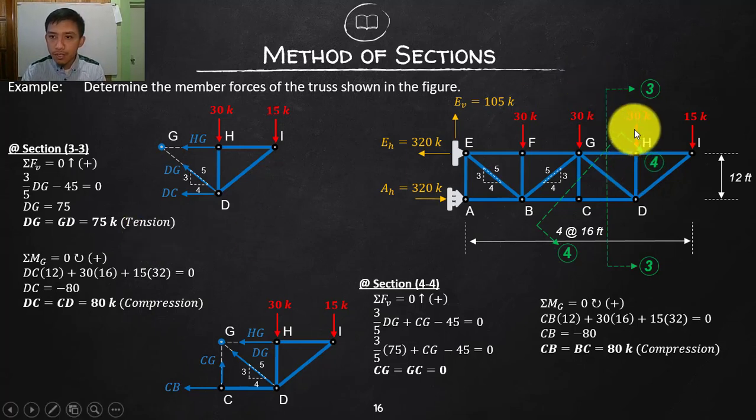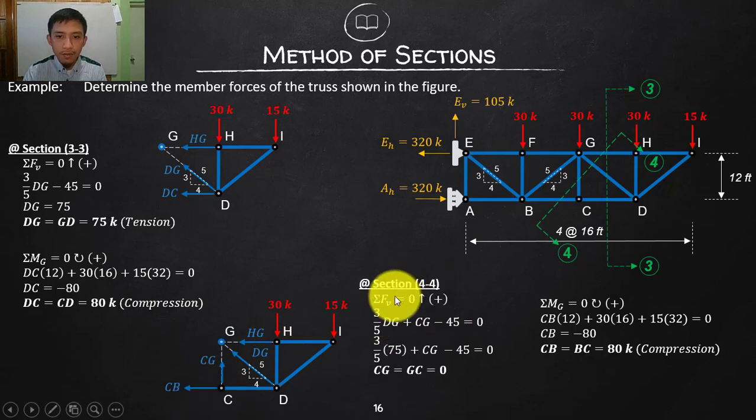So now I will proceed with the next section. Since I already know this one and all of this previously, I will cut this way. So this is already known, and this will now be the unknown. That gives us CG and CB as unknowns. HG is still positive, since we solved that one to be tension, and DG we also solved to be tension. So these are the correct directions. I will assume that to be tension first.